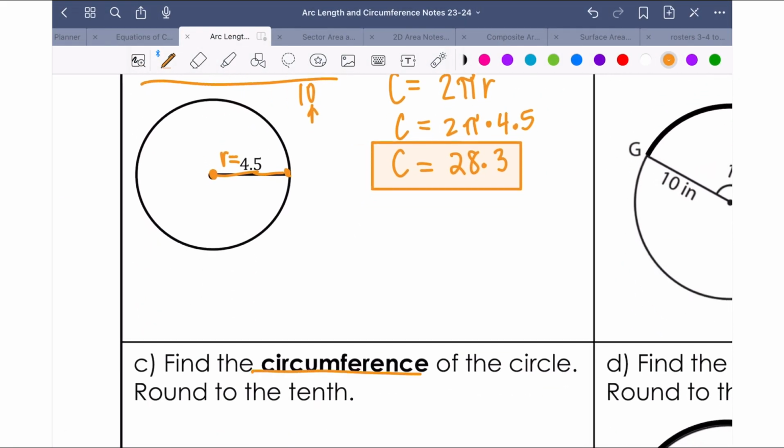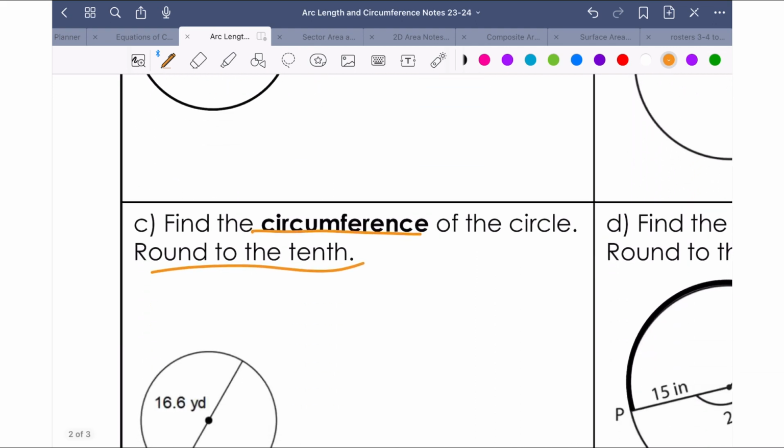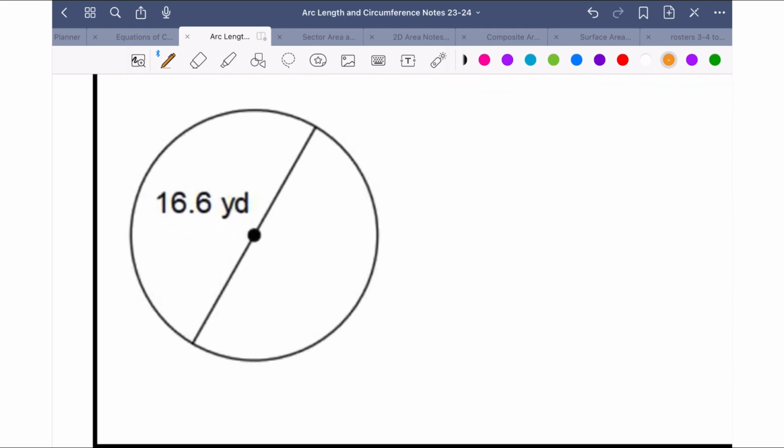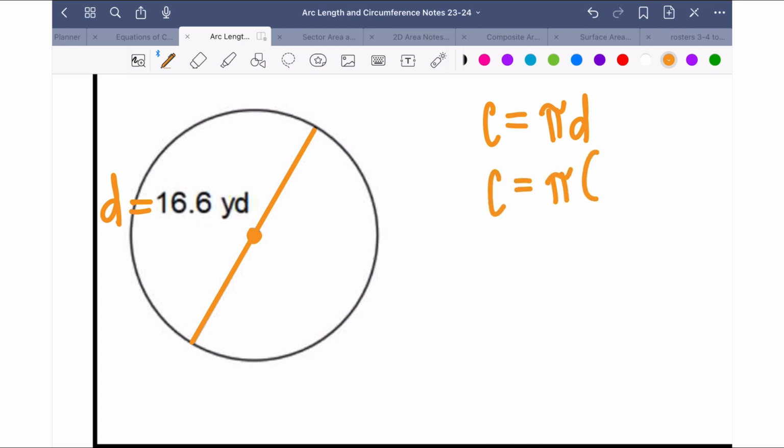Find the circumference, round to the 10th. All right. Okay, looking at this circle, did they give you the radius or the diameter? That is the full length across the circle passing through the center, so that is your diameter. This is not the radius, that's the diameter. So then I'm just going to use the other formula, which is just pi times your diameter. So let's plug in the diameter, which is 16.6.